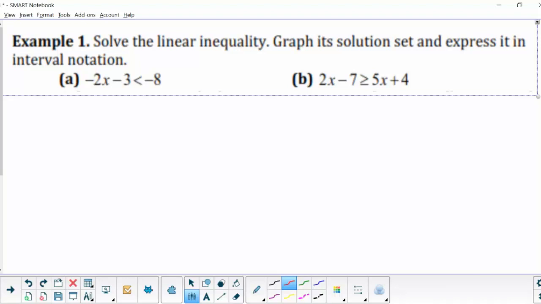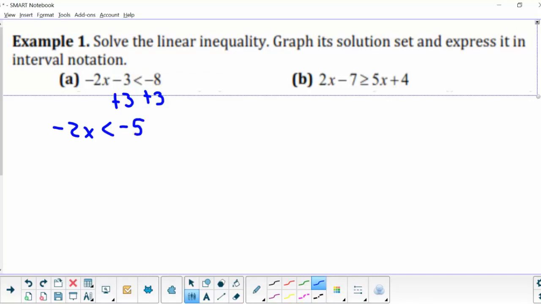All right, so we need to be able to solve linear inequalities. And I think everybody here has done this probably a ton of times, and it's super easy, hopefully at least. All right, so we've got to work backwards in the order of operations. So with A, I'm going to add 3 to both sides. And now I have what? Negative 2x is less than negative 5, right?